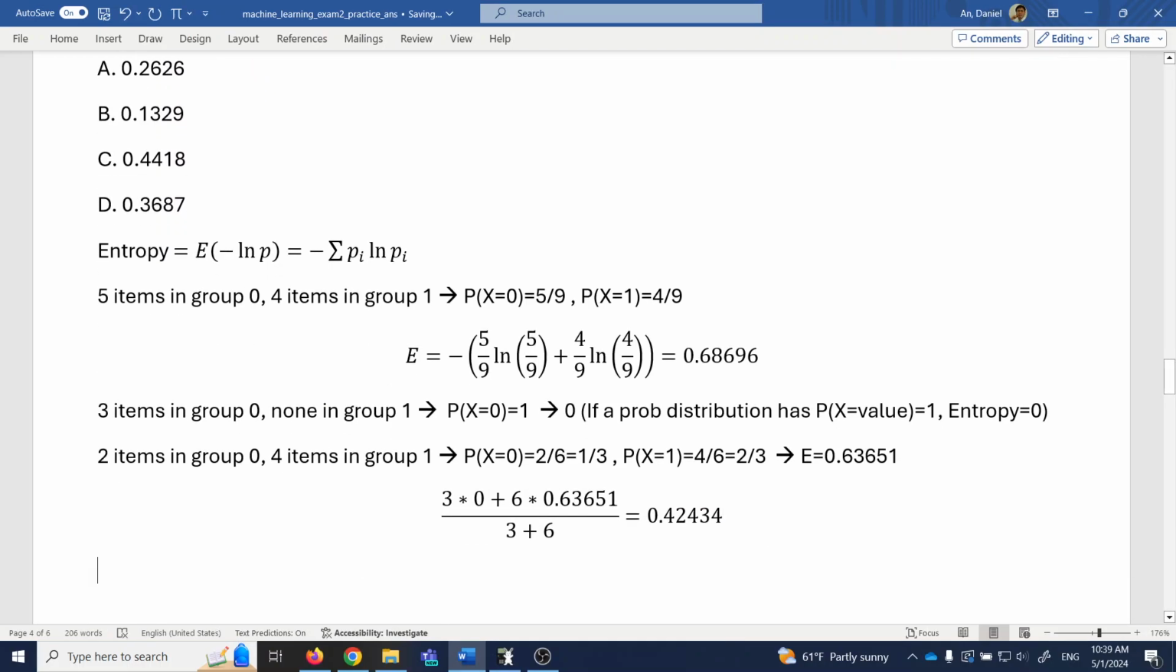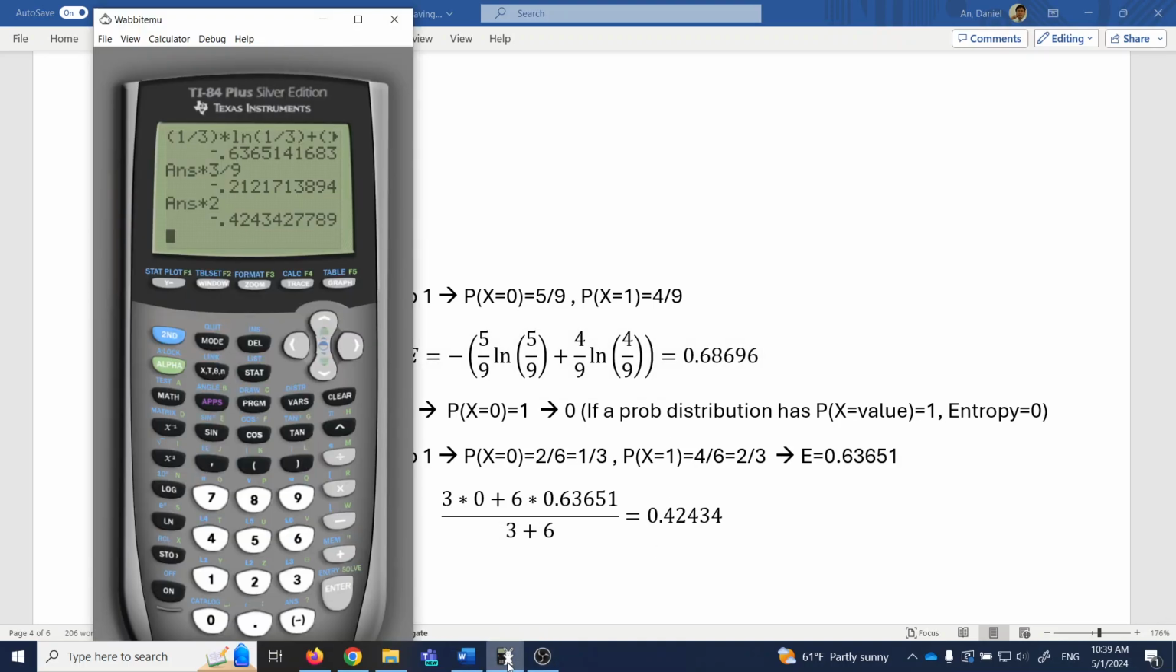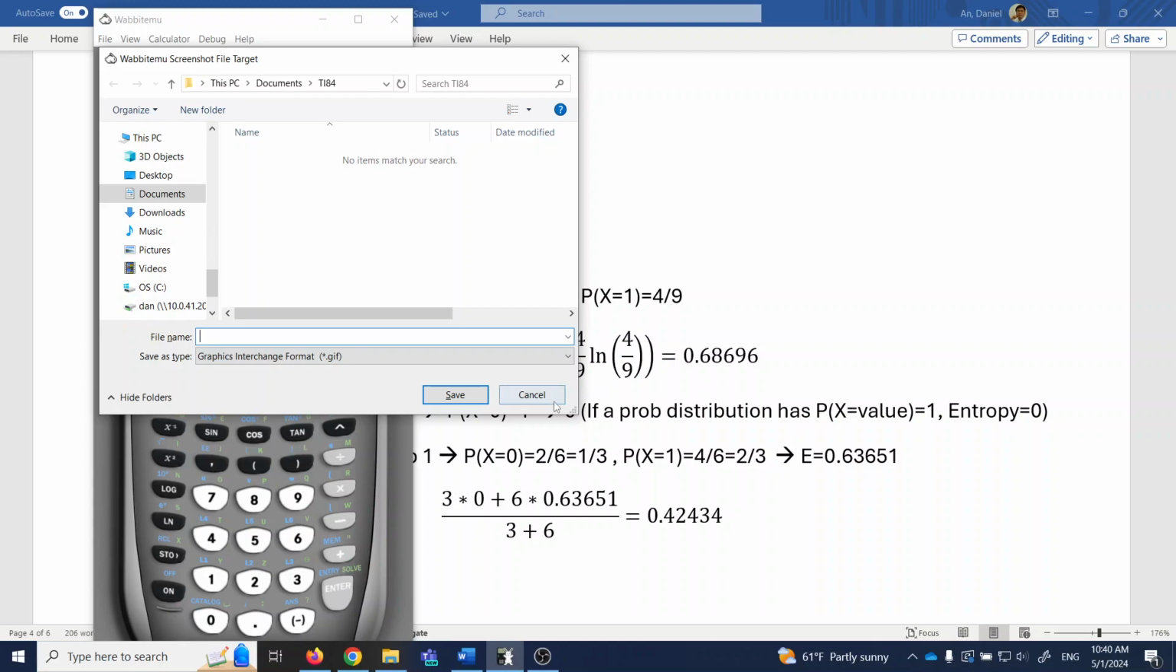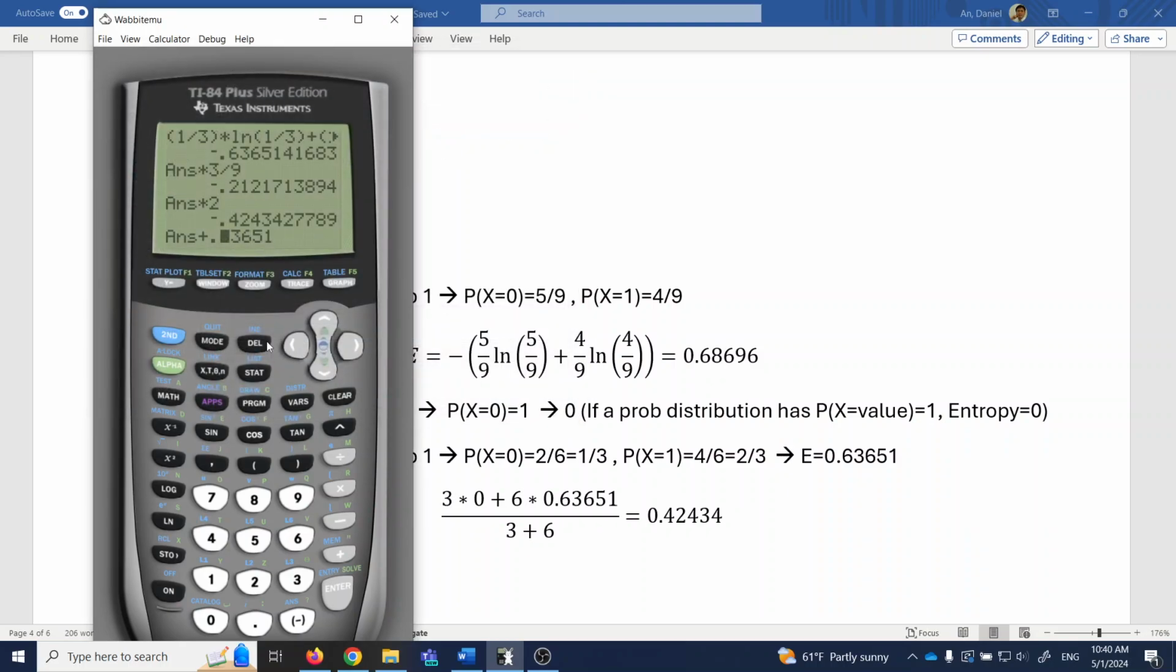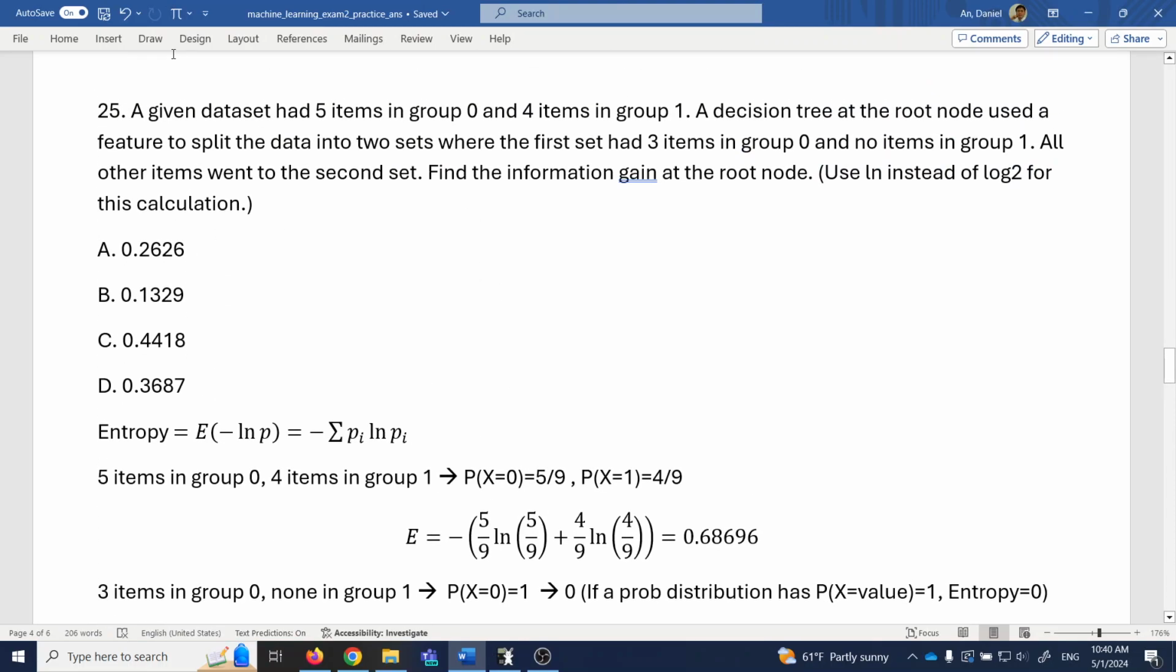Okay, so now you take the difference between these two. If we add the 0.63651, see, this one is already negative, so if I add them, it will be like subtracting the two. Oh, not that one, but sorry, it should be 0.68696. Okay, so that's the one, and then I enter. 0.2626 is the answer, so A is the answer.